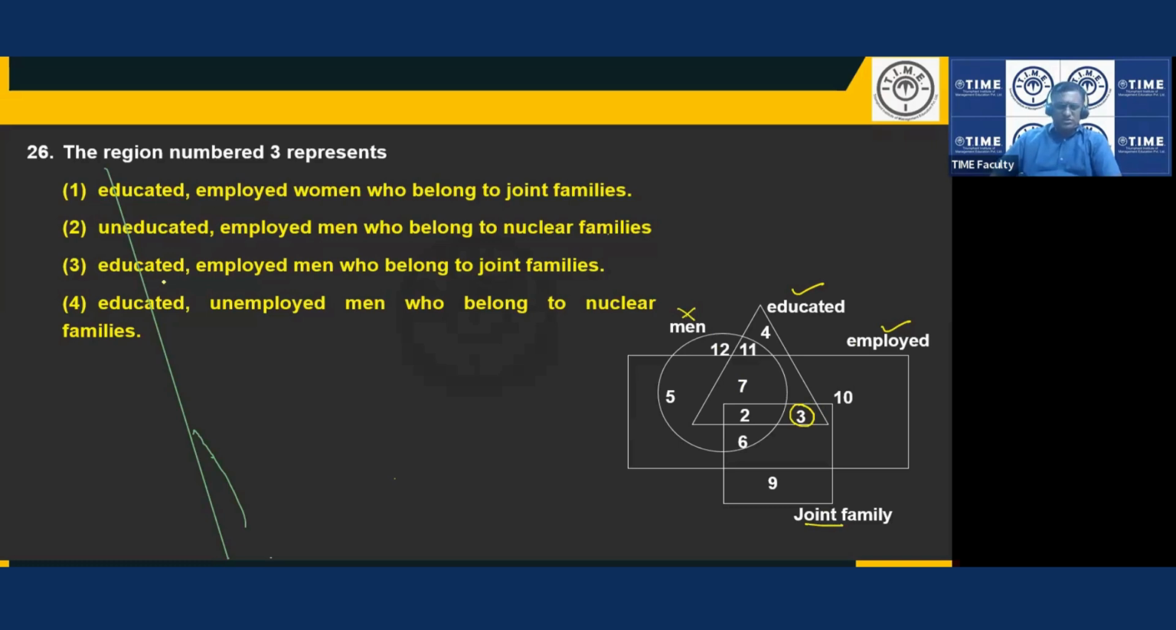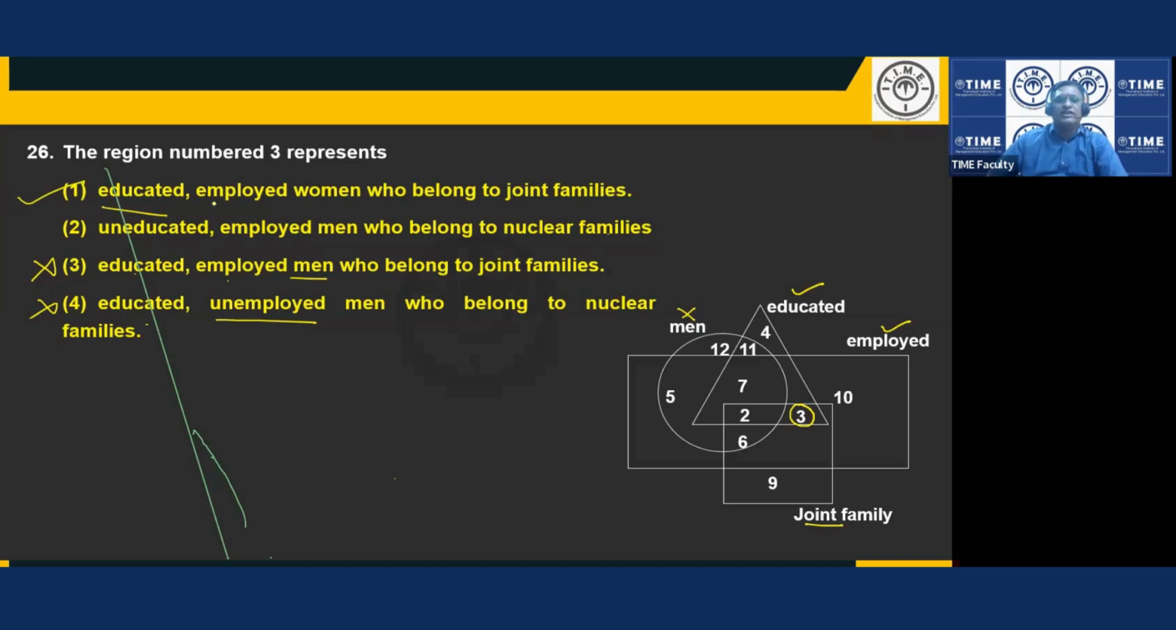So you said option 3, right. Okay, educated employed men, but 3 is not in the part of circle, so it should not be in men. Your option number 3 is wrong. Please verify once again. Lokesh, Amir, once again. Anybody? Vaidik says fourth option. Bala Krishna Bajaj says option 1. Okay, let's check the fourth option. Educated unemployed, sorry, it is a part of employed. Option 4 is wrong. Option 1 is correct.